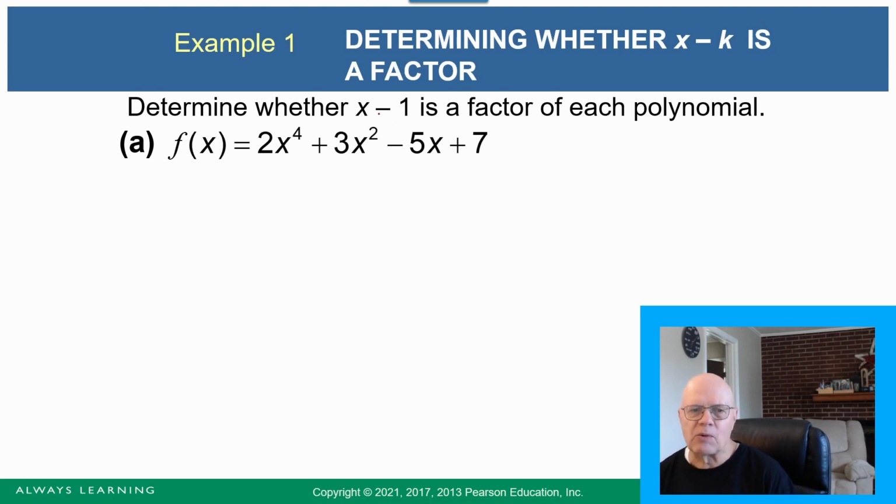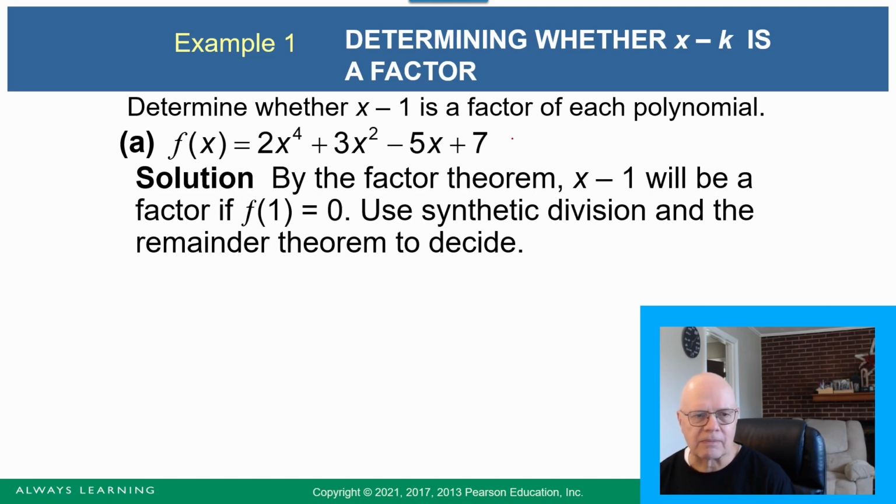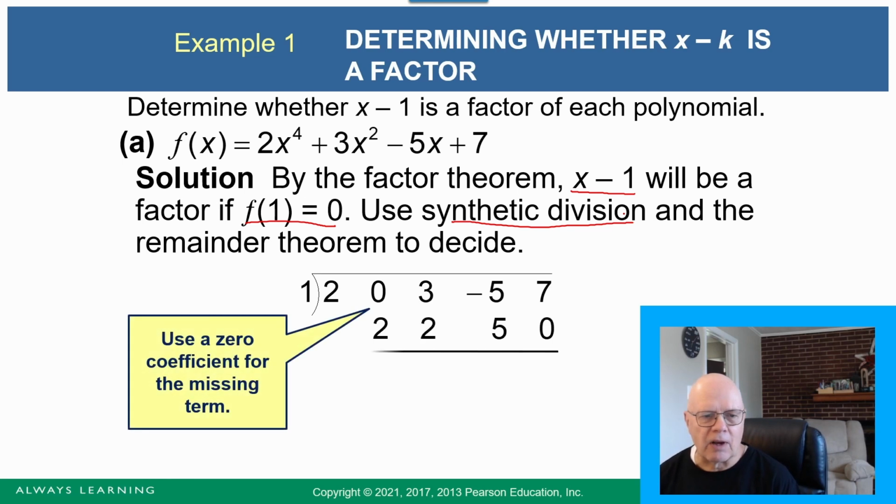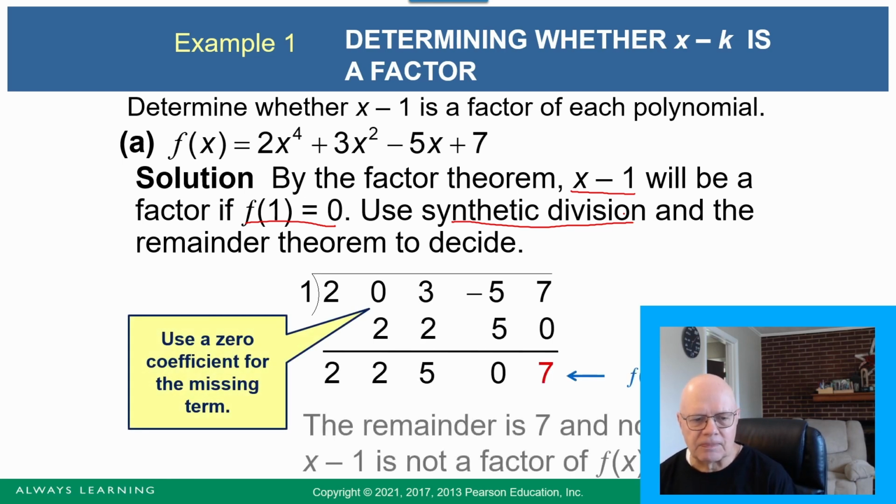Now we're going to check and see whether x minus 1 is a factor of each polynomial. We'll have a couple of examples here, and let's see how we go. Okay, notice we've got 2x to the 4th here. So if x minus 1 is a factor, and that's what we're trying to find out, then f of 1 will be 0. So we're going to use synthetic division. We'll practice there. Remember, we talked about that last time. So here we go.